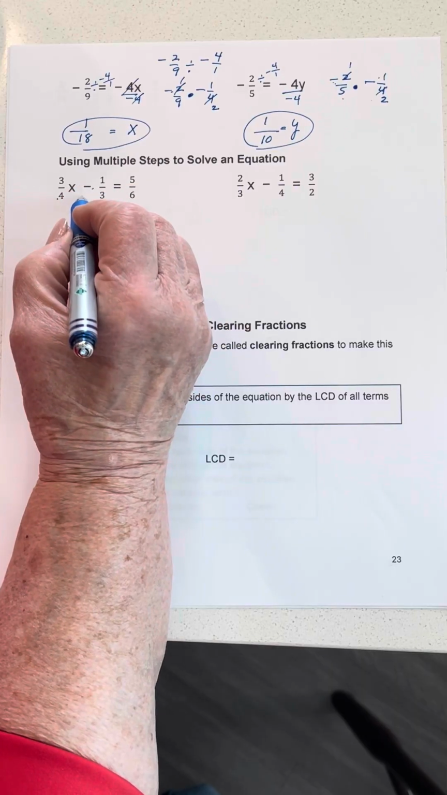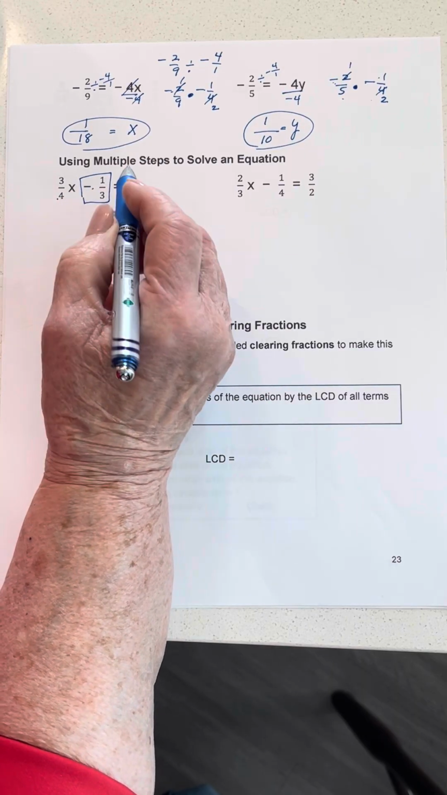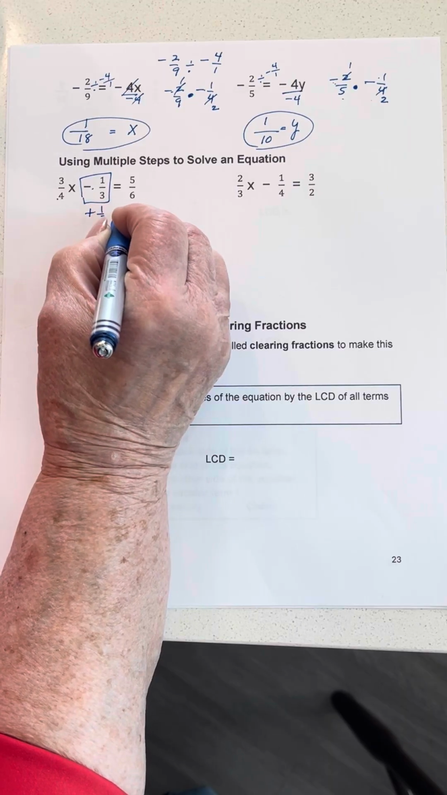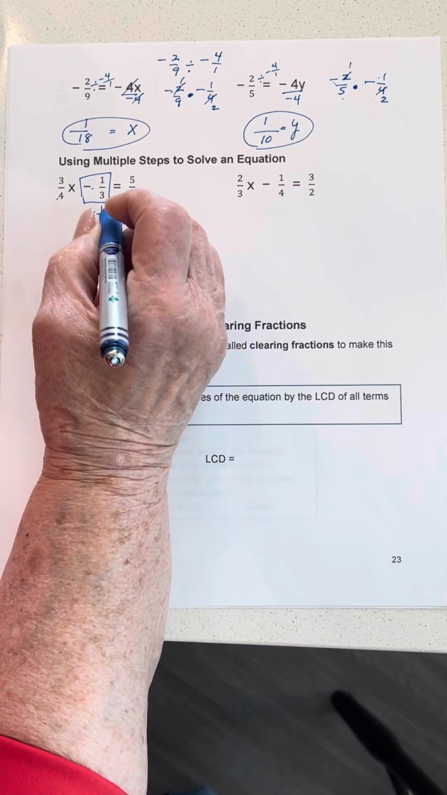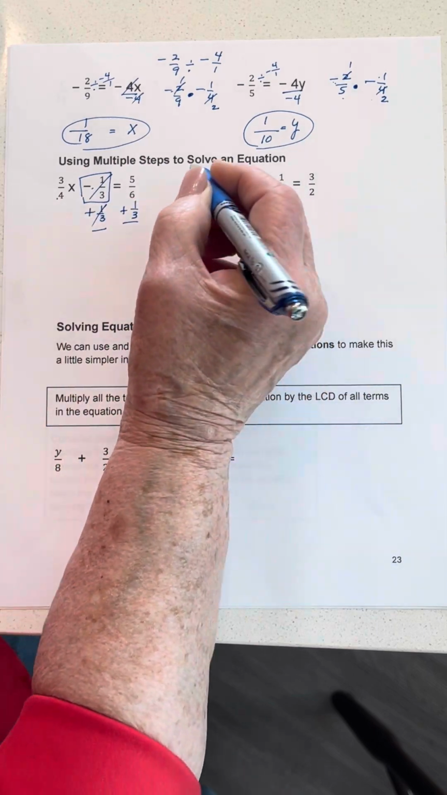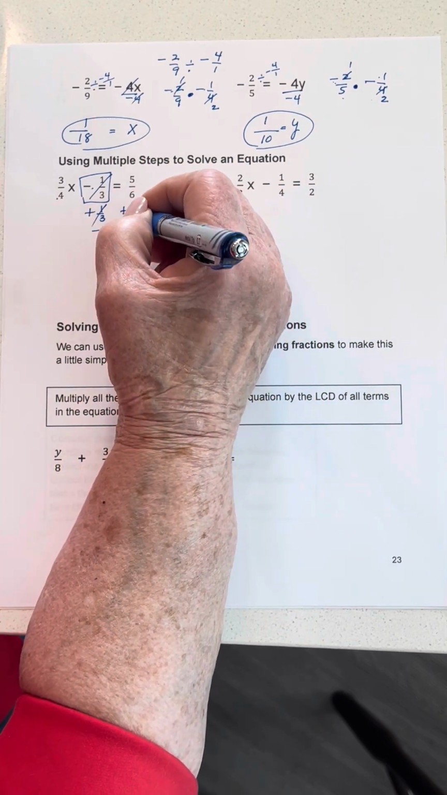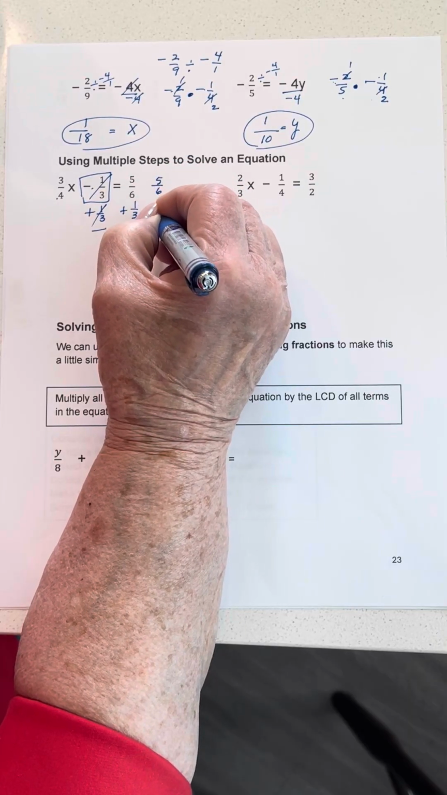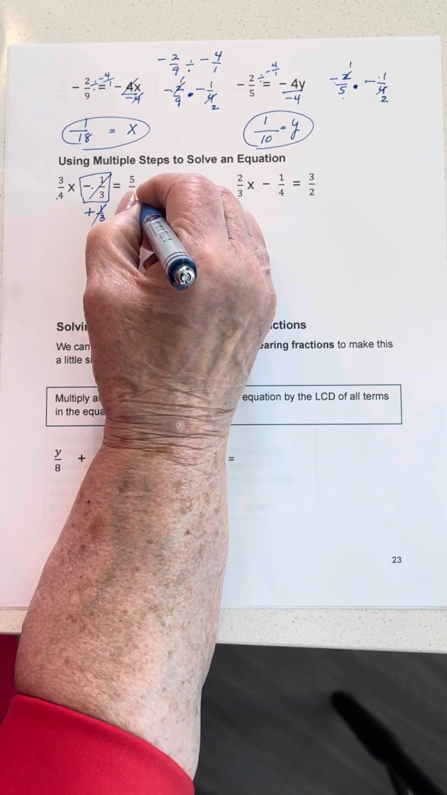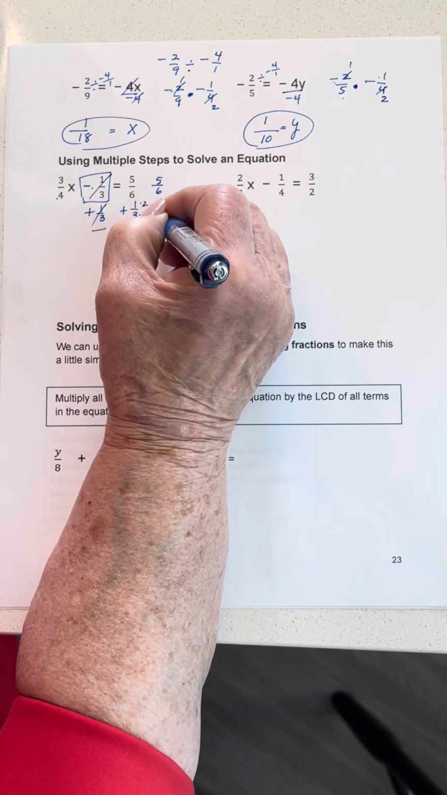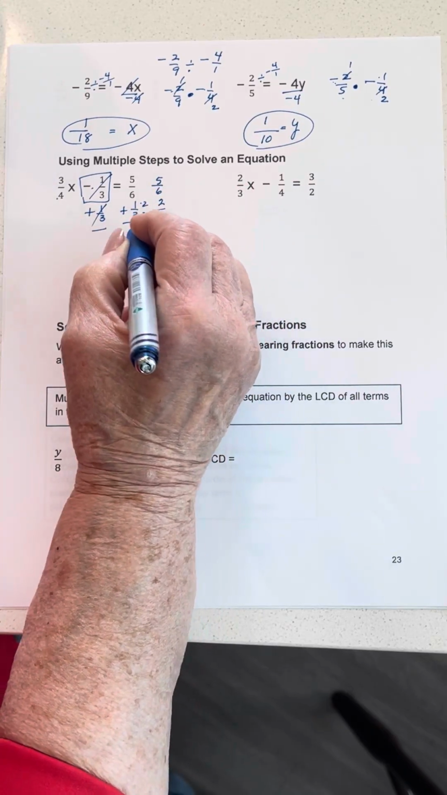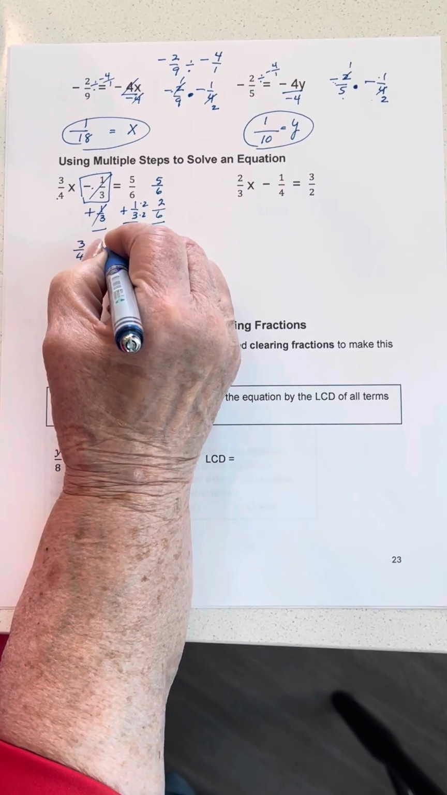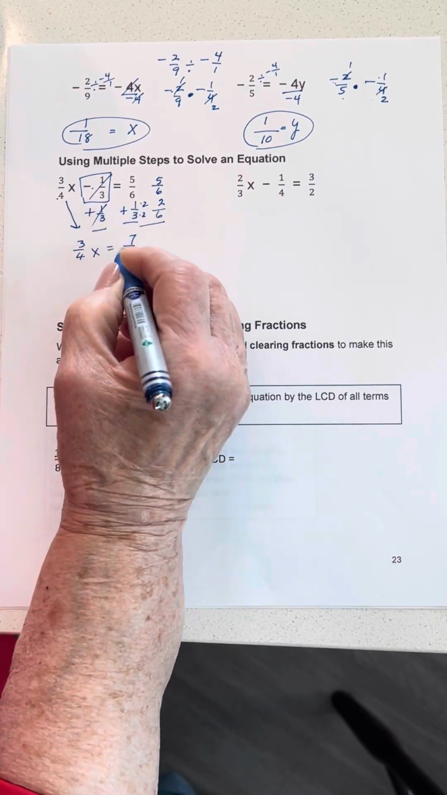So this is our first thing we got to get out of there. They've subtracted 1/3, so we're going to add 1/3 to both sides. So these are gone now. And we need a common denominator over here. 6 will be perfect. 3 times 2 is 6. 1 times 2 is 2. We're adding these together, so we have 7/6. So 3/4 x is equal, that's what we have left over here, is equal to that.